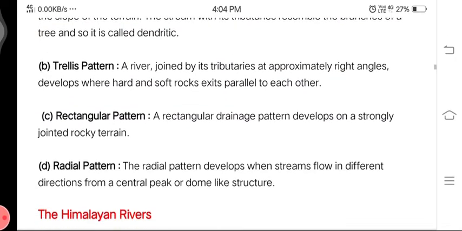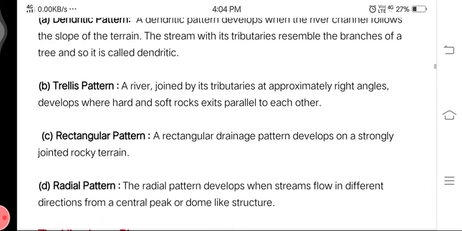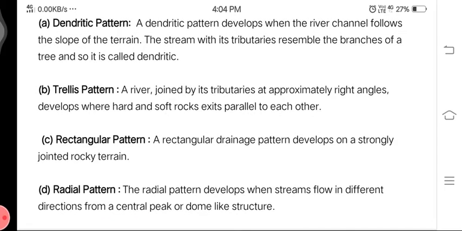Rectangular pattern. A rectangular drainage pattern develops on strongly jointed rocky terrains. So the rectangular pattern develops when the rocky terrains are jointed very strongly.